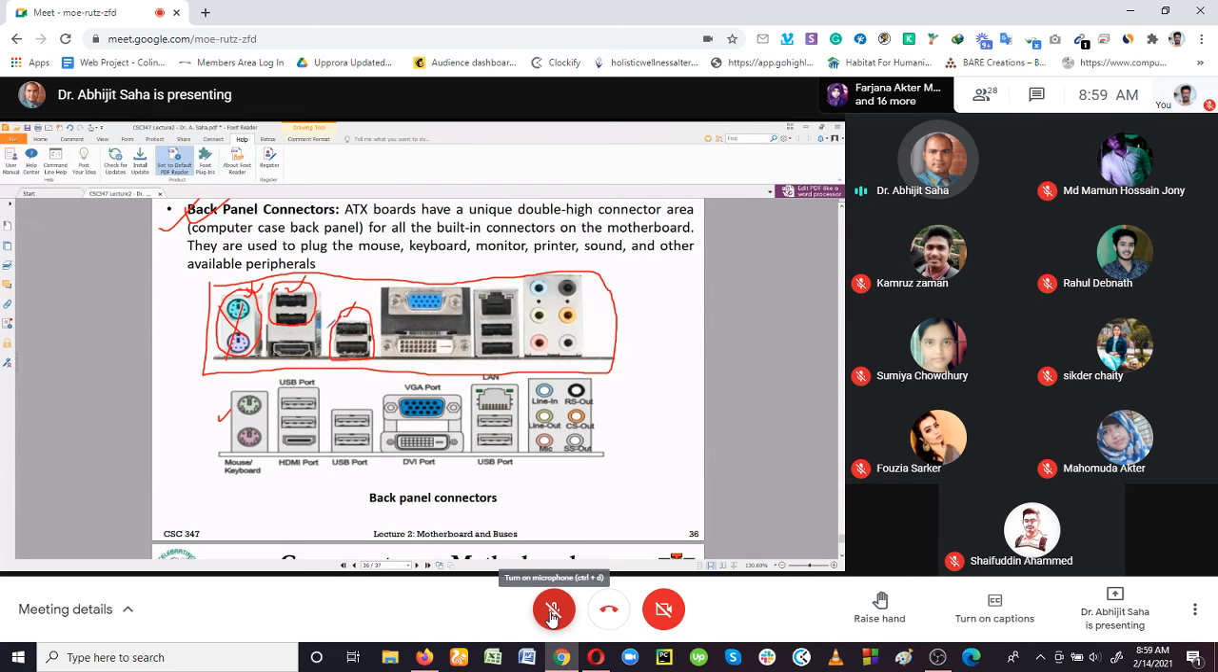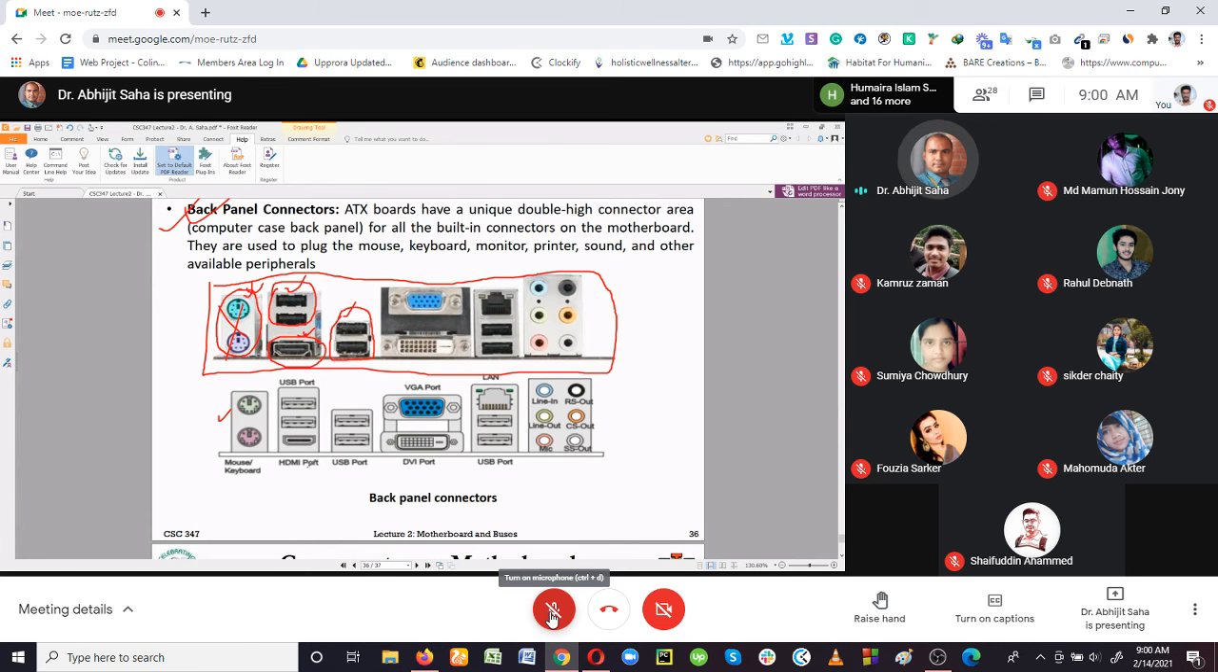What is the reason behind it? The reason is that USB connectors are much faster than the PS2 technology. Here is another connector that you can see. That is the HDMI connector.